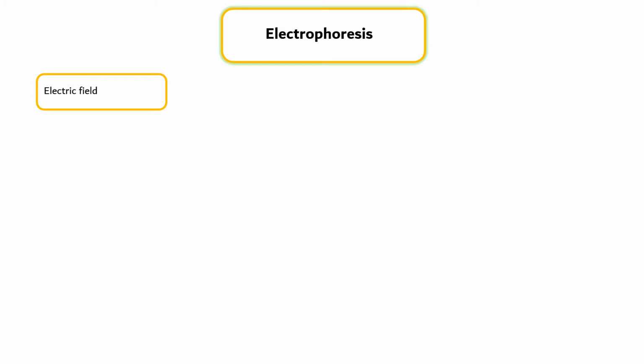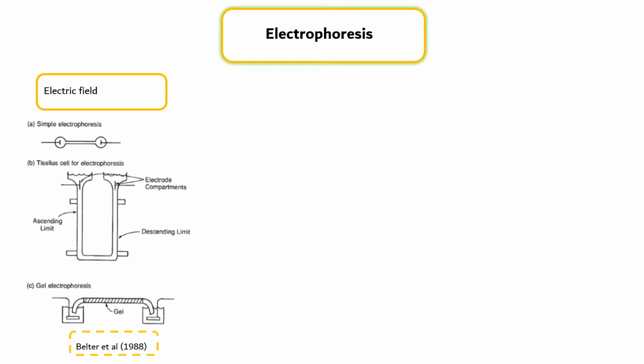The simplest form of apparatus for electrophoresis, as shown in the figure, consists of two electrodes to apply the field across a thin chamber. The classical cellulose cell used for protein separation in aqueous solution is shown in figure B, whereas a modern gel electrophoresis apparatus is shown in figure C.